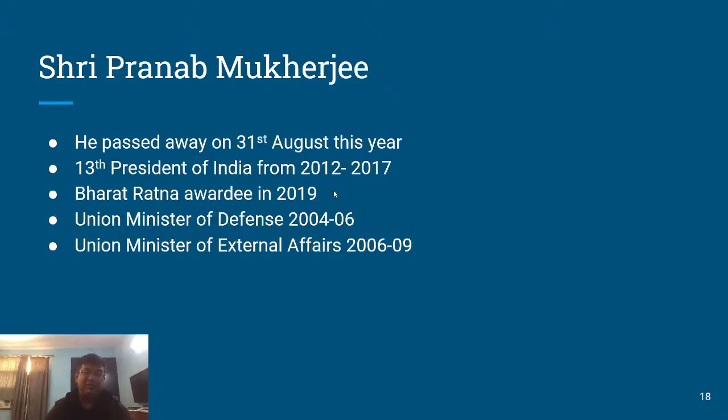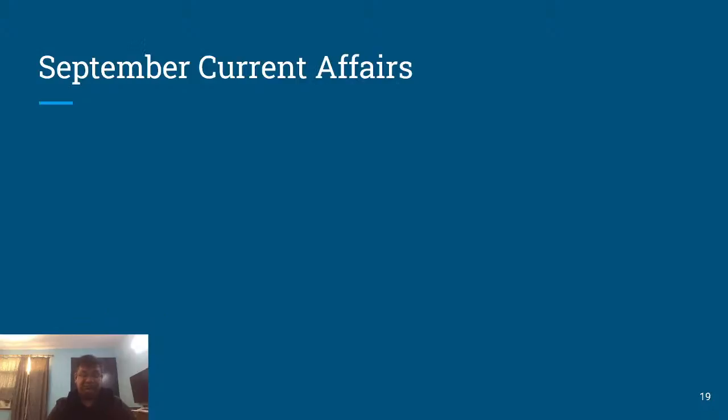Right, so he's one of the few. I can't think of anybody else right now at the back of my mind who has held all these three posts: defense, external affairs, and finance. These three, along with home ministry, are considered the big four of ministries. Railways used to be, but now railways has slightly lesser significance. But these three and home, they are considered the big four ministries. So he's probably the only one to have held all three of these, right?